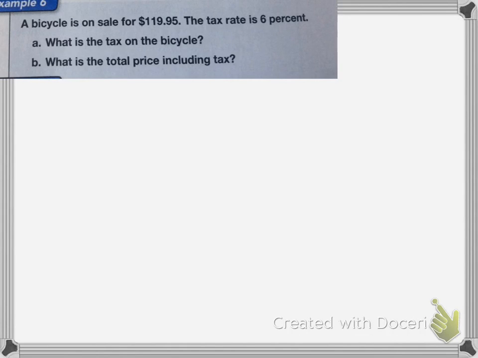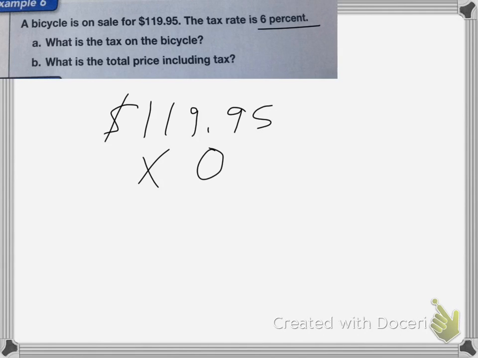Alright, for this one, a bicycle is on sale for $119.95. The tax rate is 6%. So what is the tax on the bicycle? So to find that, I'm going to take the $119.95 and multiply it by the tax rate, which is 6%. I need to change that to a decimal, so it's going to be 0.06. Okay, then I'm going to multiply.